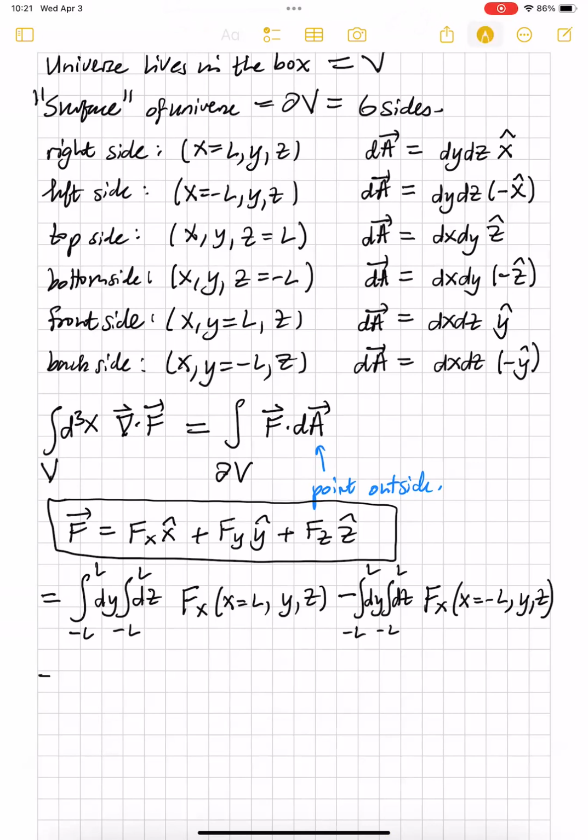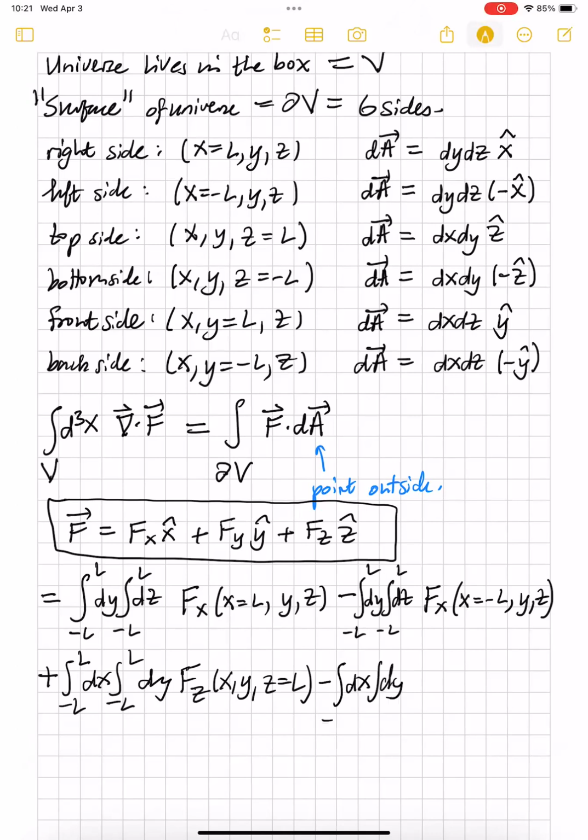Next, let's write down the contribution from the top side. So pause the video and do it. This is my answer. For the top side, we're proportional to z hat, so we'll pick up the z component of the vector field. It's any x, any y, but z is L because we're integrating over the top side. And when we integrate over the bottom side of the box, again, dA has got a minus in it. So we'll have a minus integral dx dy, minus L up to L. Then we will have fz at any x, any y, but now at z equal to minus L.